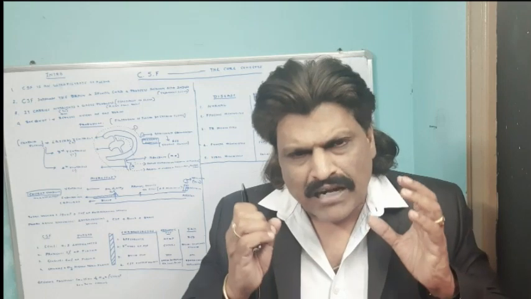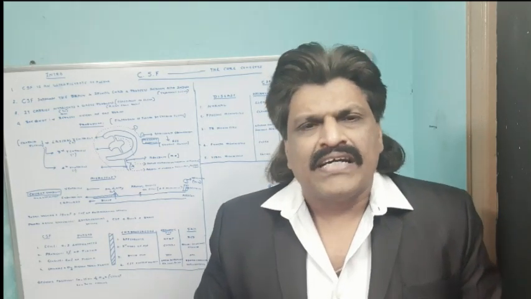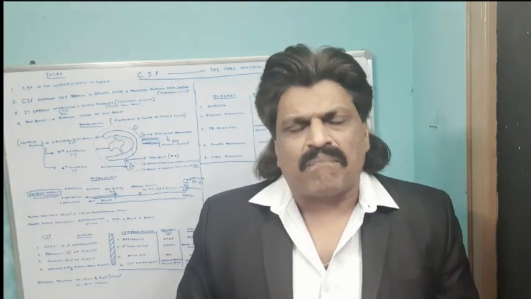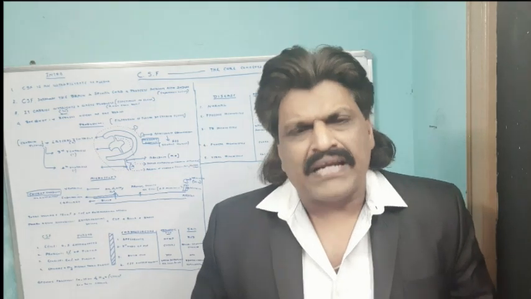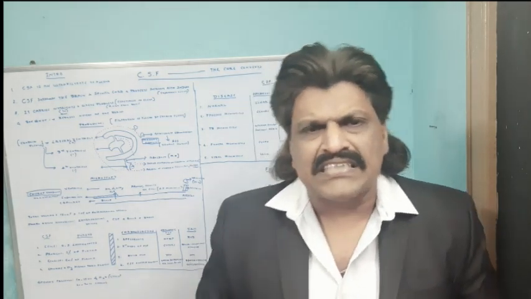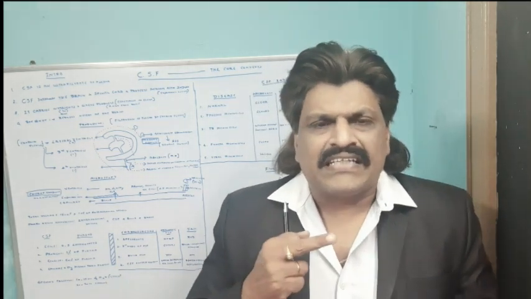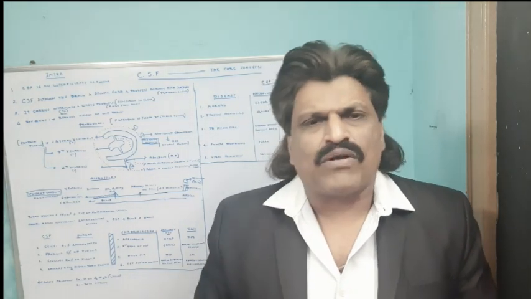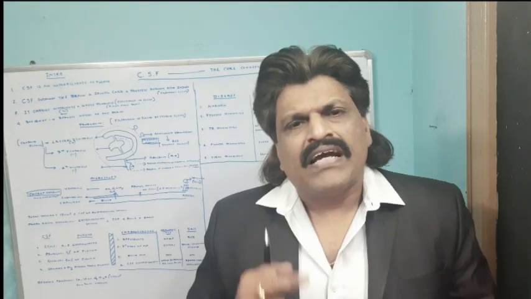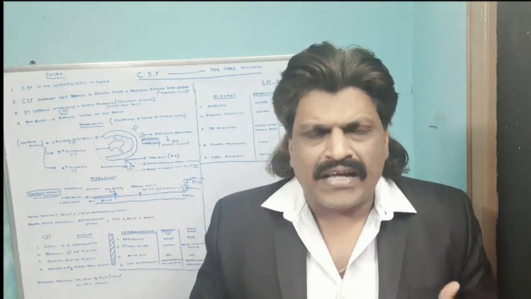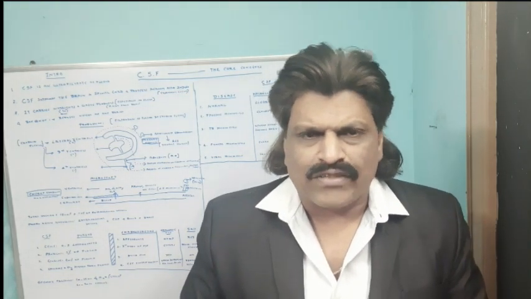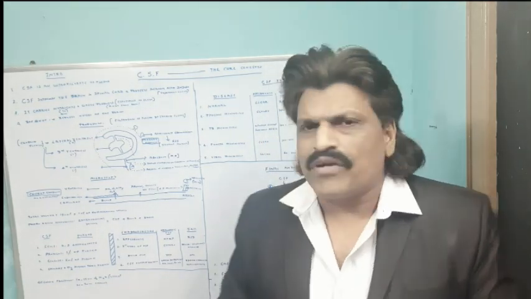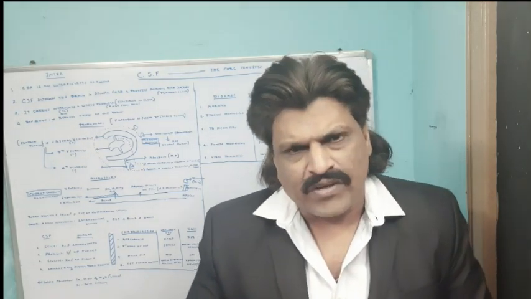So cerebrospinal fluid is very important. It is an ultrafiltrate of the plasma. It surrounds the brain and spinal cord and protects the brain against head injury. It takes nutrients to the brain and removes waste products from the brain. It gives buoyancy to the brain and therefore reduces the weight of the brain. So cerebrospinal fluid is very important and very vital.